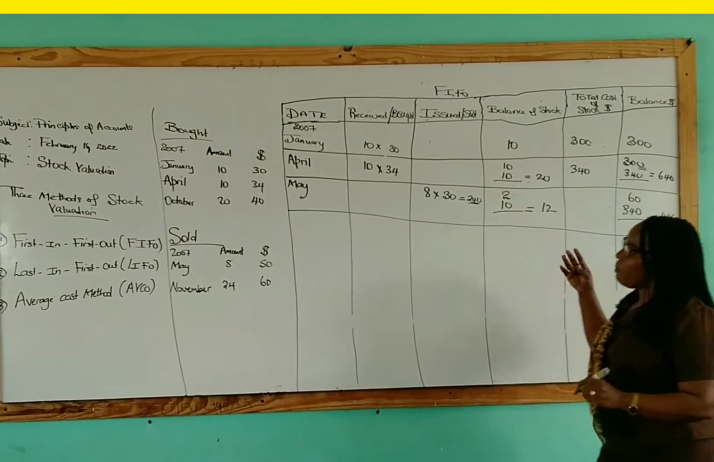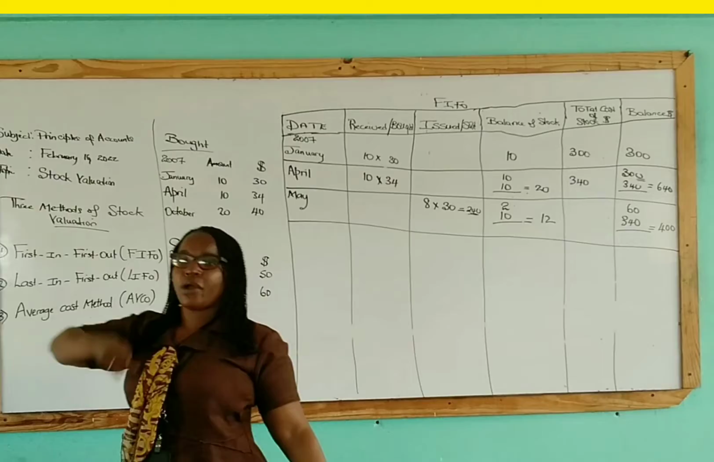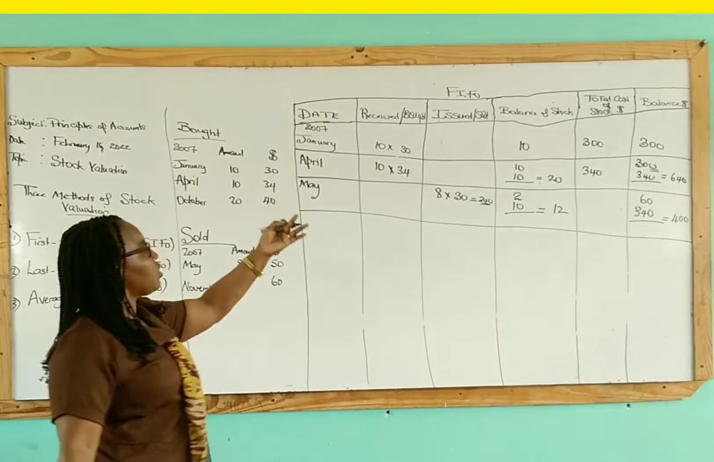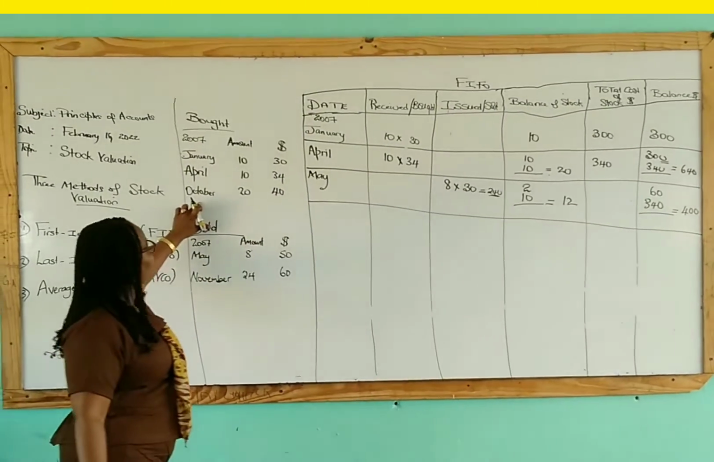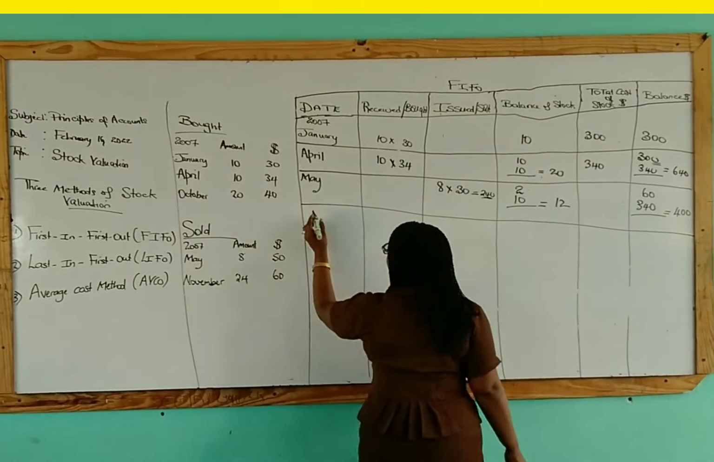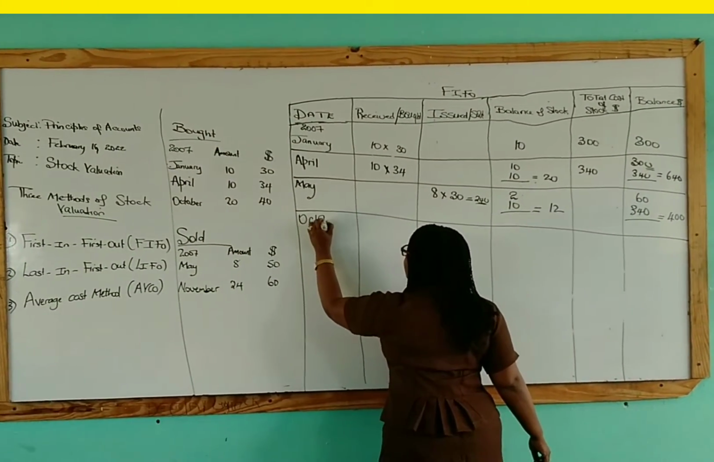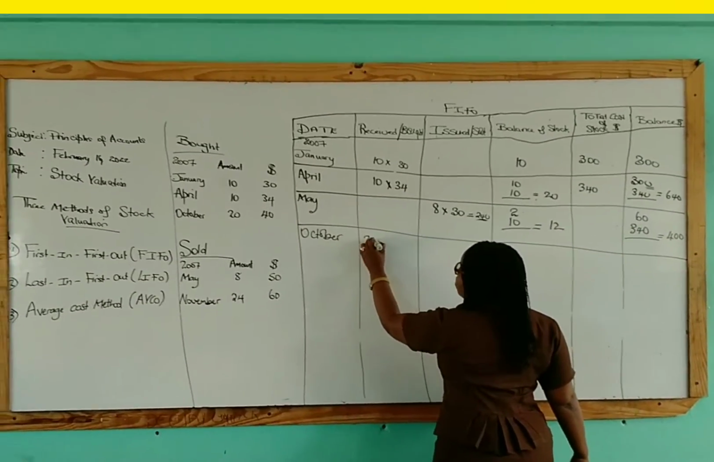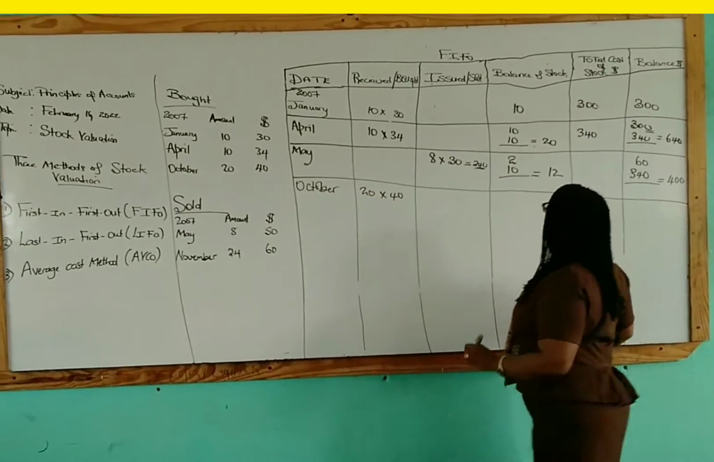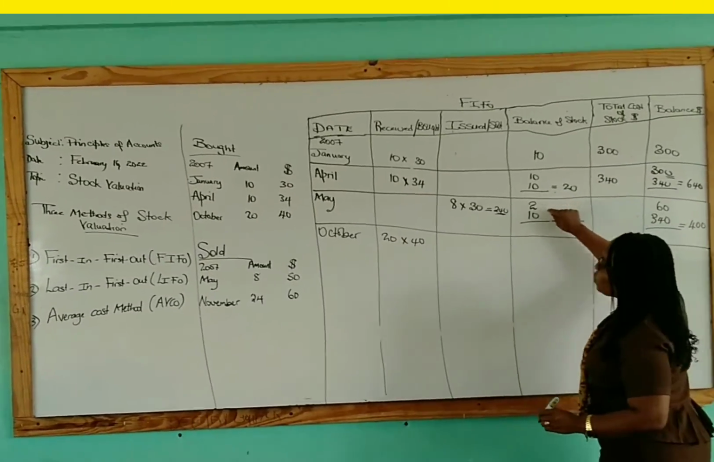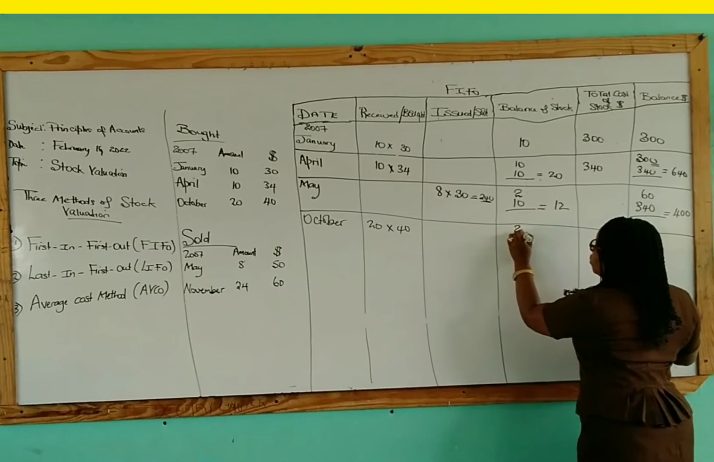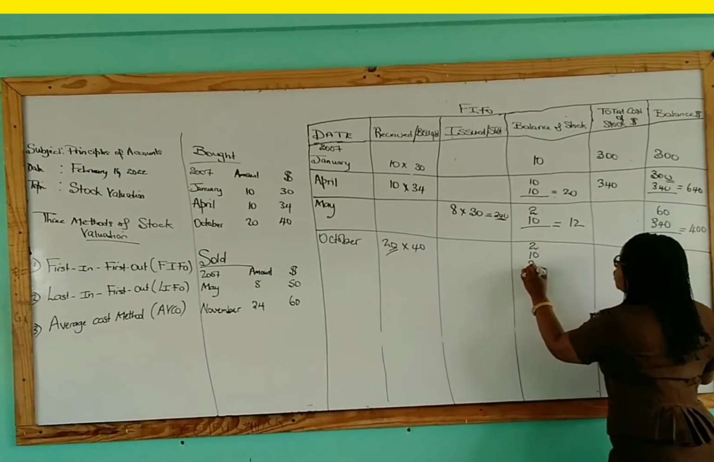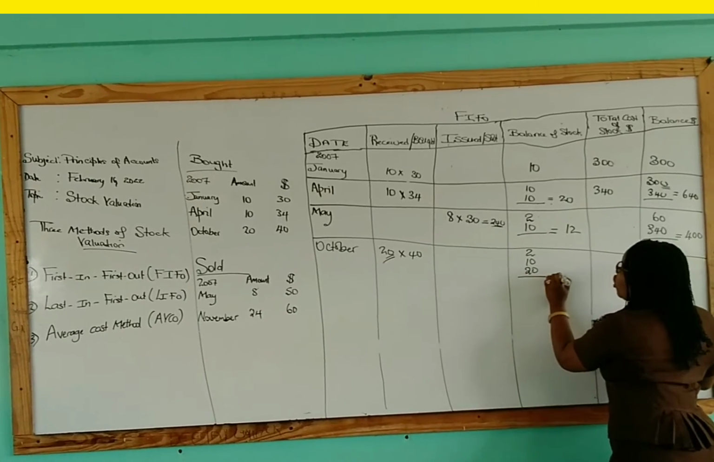Which other month comes after May? January, February, March, April, May, June, July, August, September, October. So in October again, we went and bought some additional stuff. We bought 20 more goods at $40. Here, we are going to bring down what we have in May. We have 2, we have 10, and now we buy 20, so we now have 32.